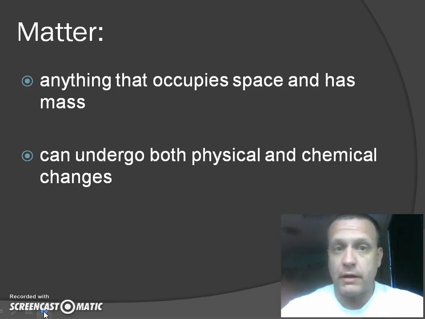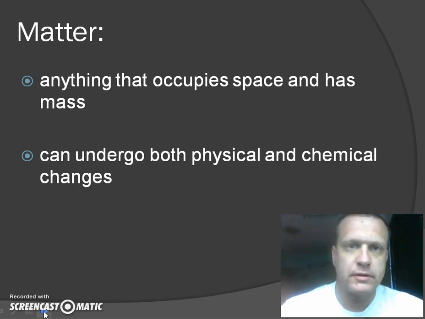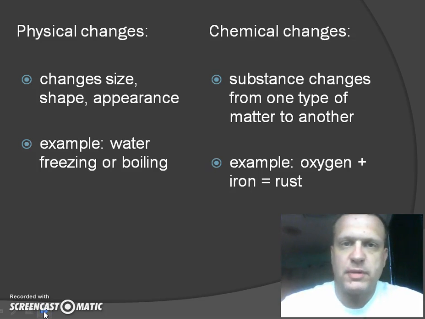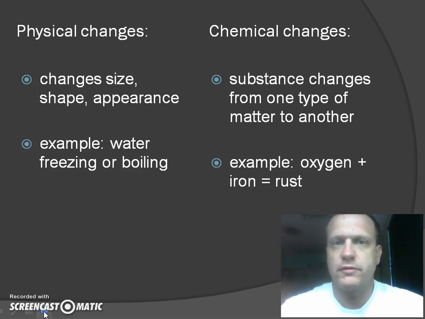So, matter: everything that occupies space and has mass makes up everything around us. That's basic science. Matter can undergo both physical and chemical changes. Physical change would be a change in the size, shape, appearance. You take water, you freeze it, it changes in appearance. A chemical change would be one chemical that breaks down. It changes from one chemical to another chemical.